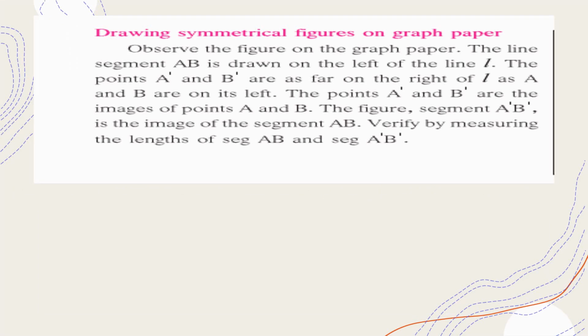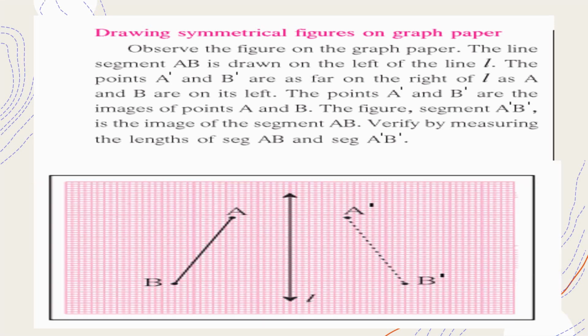Now, drawing a symmetrical figure on graph paper. So here you have to observe the figure on the graph paper. Here you can see the line segment AB. AB is drawn on the left side of the line L. So this is your line L. On the left hand side we have drawn the AB.